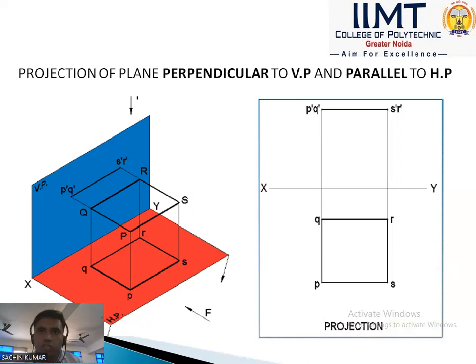If we draw this in third angle projection, the positions of the front view and top view are simply interchanged. The front view goes below the XY line, and the top view goes above the XY line. So the positions are interchanged between first angle and third angle.